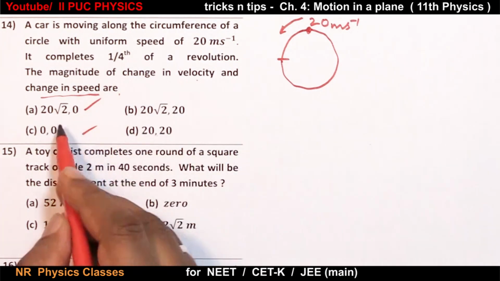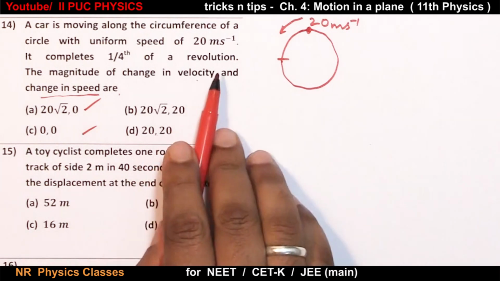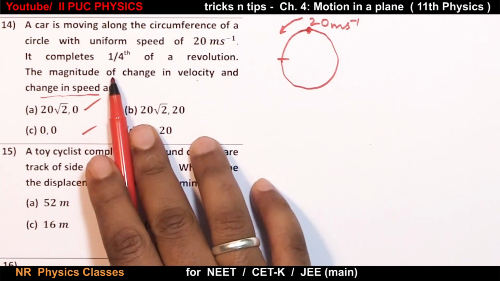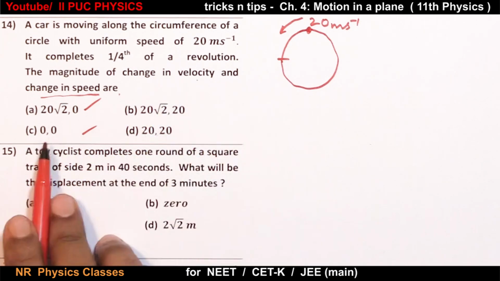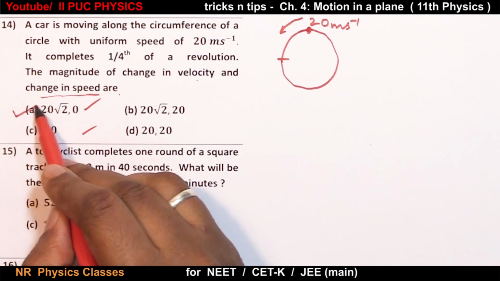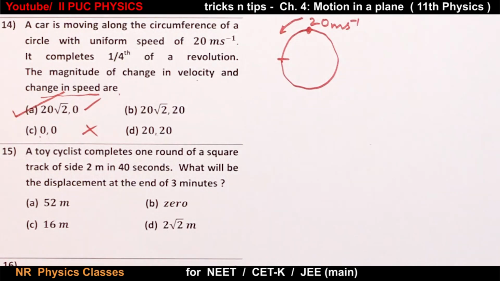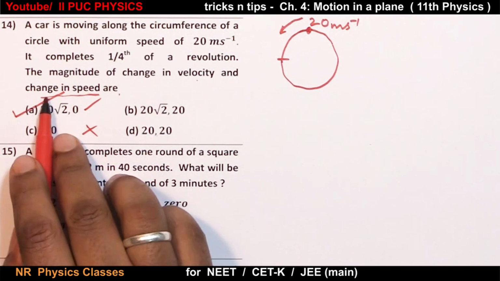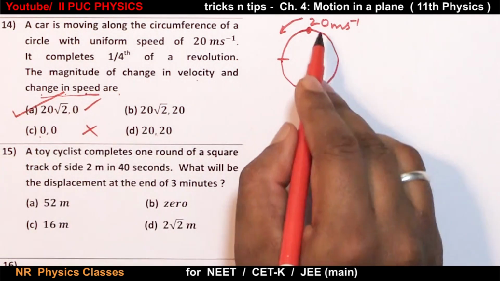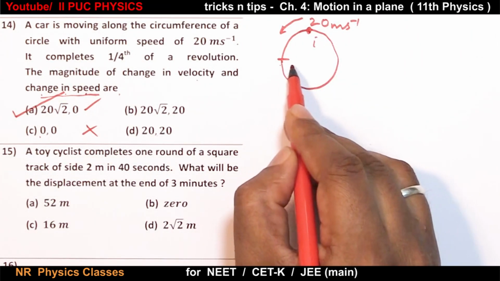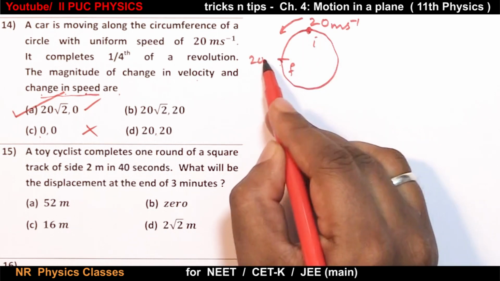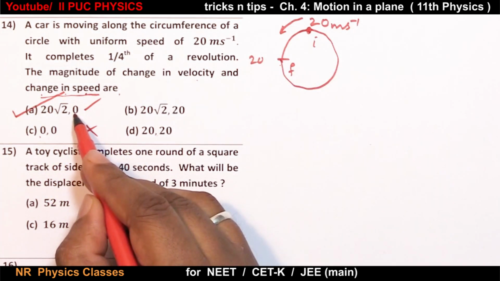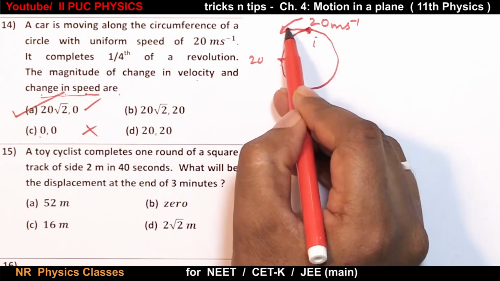So we have to choose between these two. There is no change in speed, but the change in velocity is not equal to 0. Not equal to 0 means this should be the answer. Let me explain. Change in speed: speed at the initial point equals speed at the final point. Here also 20. So 20 minus 20, 0.